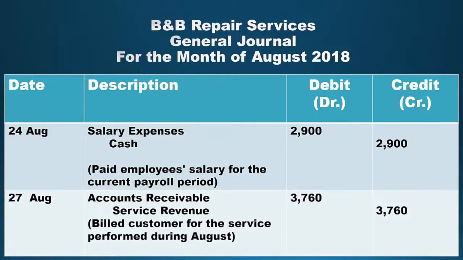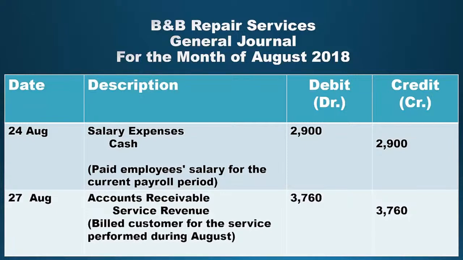Step 3. How do we record it? To record this, we debit salaries expense for $2,900 to reflect the payroll cost. Credit cash for $2,900 to show the payment. The narrative for this entry is paid salaries to employees for the current payroll period. August 27, billing customers for services performed.